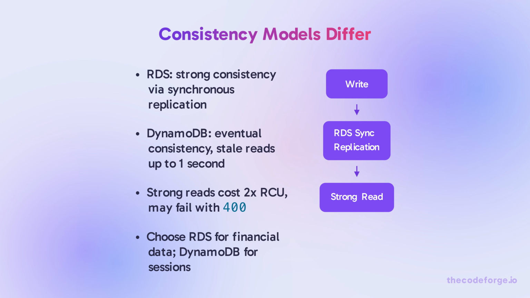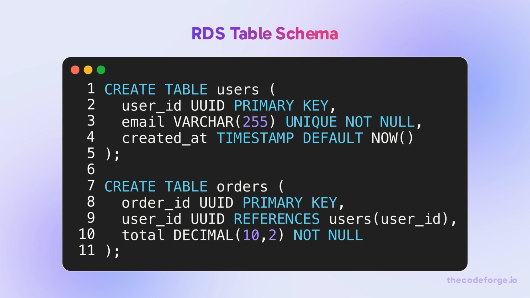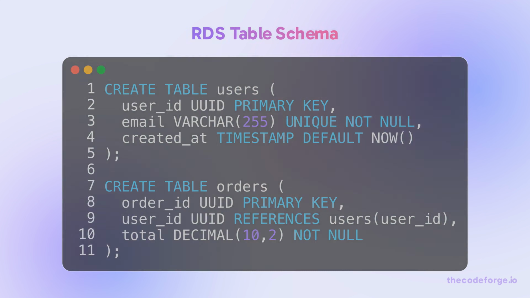a replica is unreachable. Relational database service requires a fixed schema with defined columns and constraints. DynamoDB has no schema constraints except a partition key. Items in the same table can have different attributes. That flexibility comes at the cost of no automatic referential integrity or joins. Here's a typical relational database service schema with foreign keys and constraints. This enforces relationships at the database level.